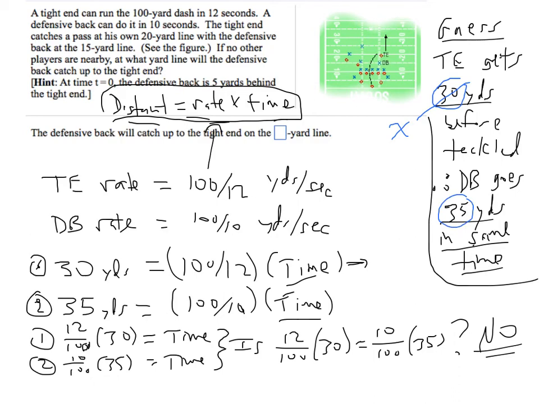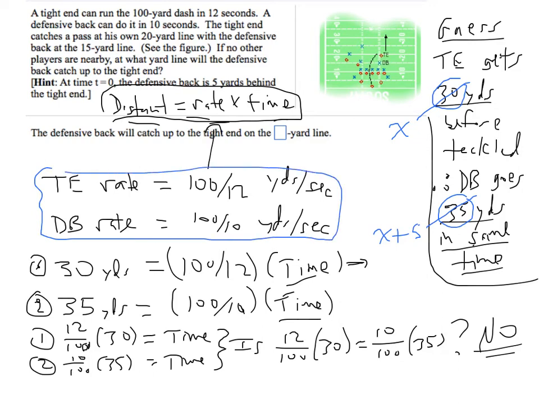That means the defensive back has gone X plus 5 yards. Right? The defensive back starts 5 yards further back. So at this moment that the tight end's being tackled, the defensive back has to have covered exactly 5 more yards because he started 5 yards back. And so that means these things are the same. Right? That's just the speeds that these guys run. That has nothing to do with where they start or where they end. This is X. This is X plus 5.